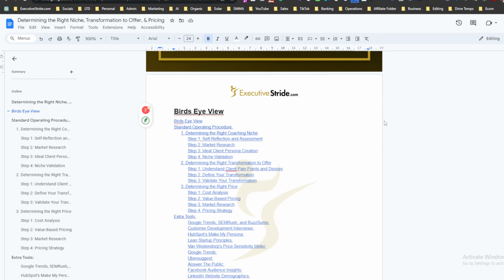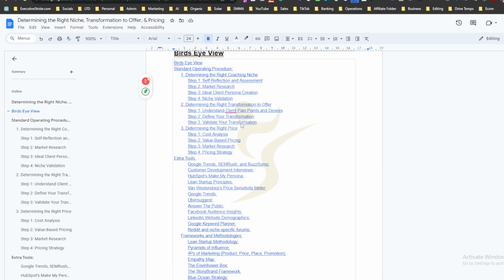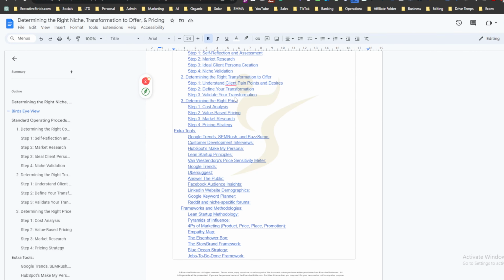This is the bird's eye view of what we're going to be covering today. Standard operating procedure for one, determining the right niche. So the different steps, such as 1, self-reflection and assessment, 2, market research, 3, ideal client persona creation, 4, niche validation, and then step 2 in the process is determining the right transformation to offer. So step 1, understand client pain points and desires. Step 2, define your transformation. Step 3, validate your transformation.